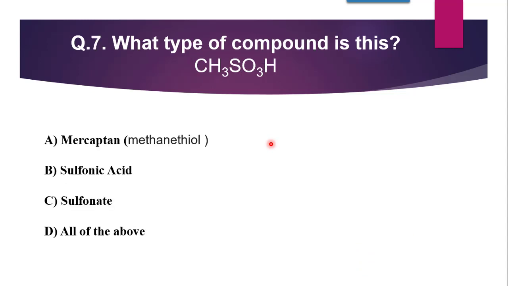Then question number 7. What type of compound is this? The compound is CH3SO3H. So this SO3H is sulfonic acid. It is not a sulfonate, not all of the above, and not mercaptan. Mercaptan is specially methanethiol. So the answer is sulfonic acid.